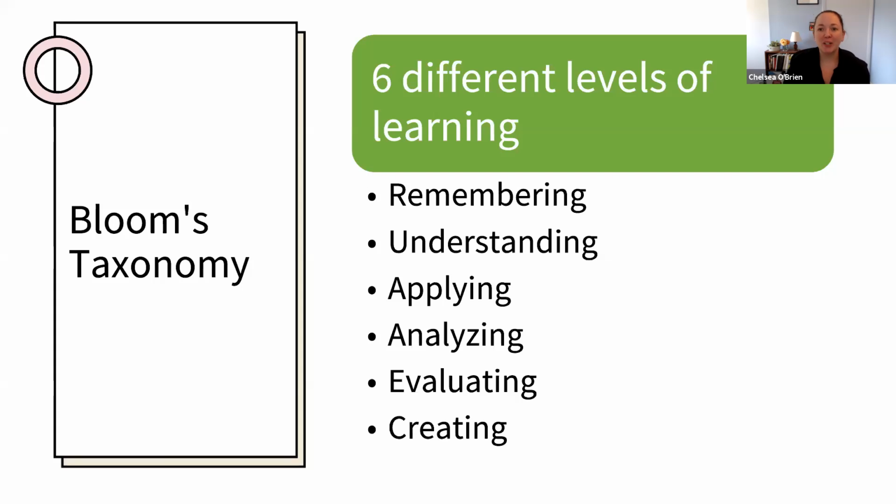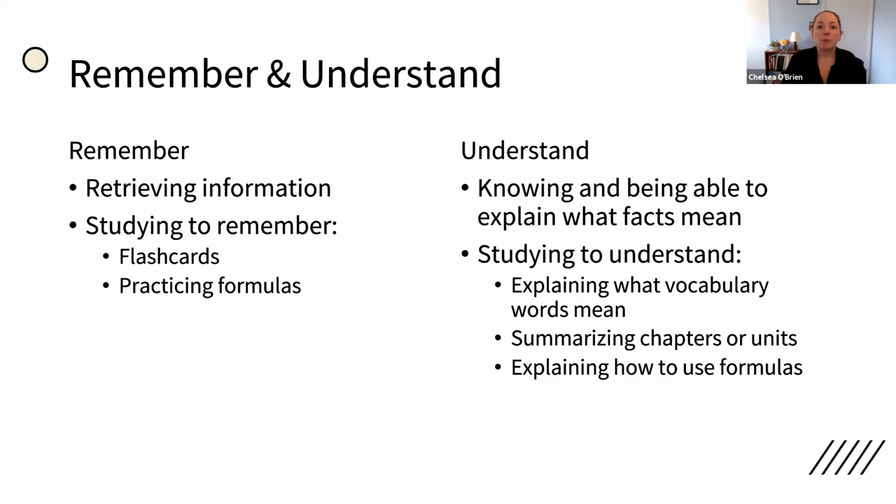This is part 2 in our module. We're going to talk about Bloom's taxonomy. There are 6 different levels of learning that Bloom diagrammed for us. They start at remembering, understanding, applying, analyzing, evaluating, and then creating. Remembering and understanding are the 2 base levels. In order to move anywhere up on this pyramid or circle, according to Bloom, you need to start with remembering.